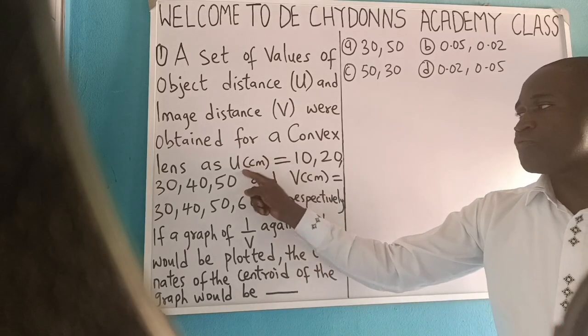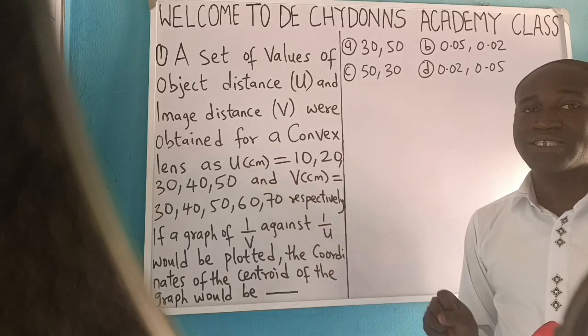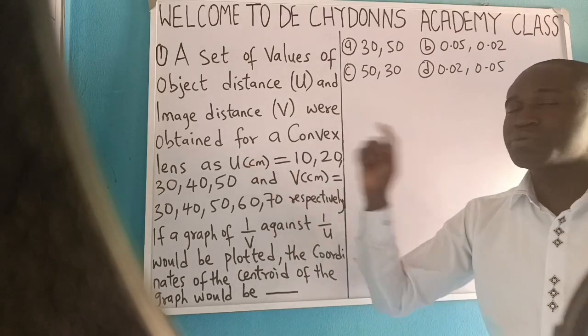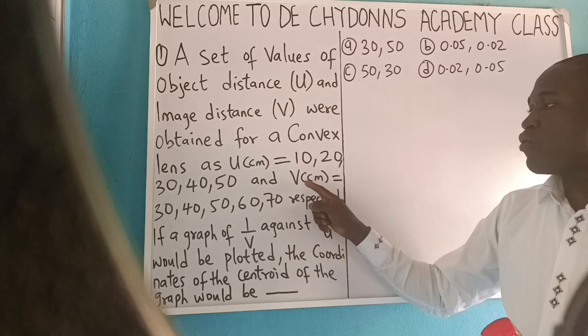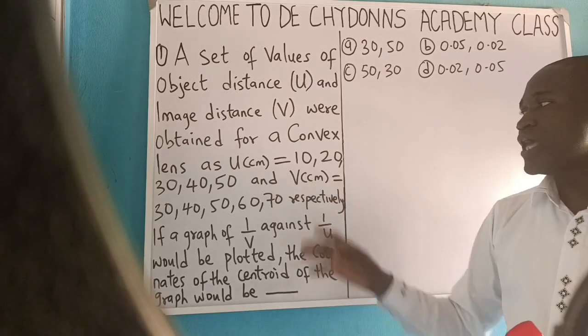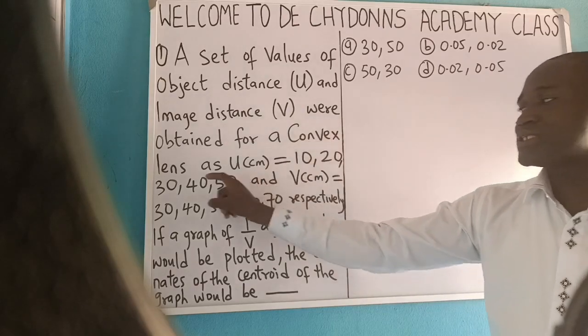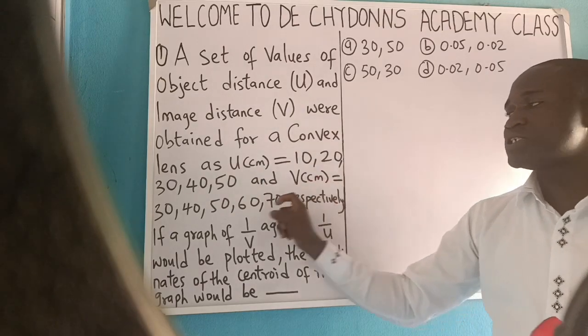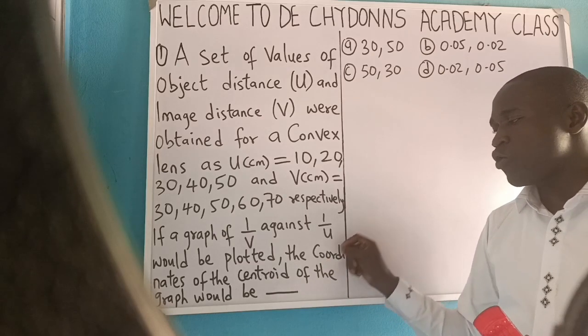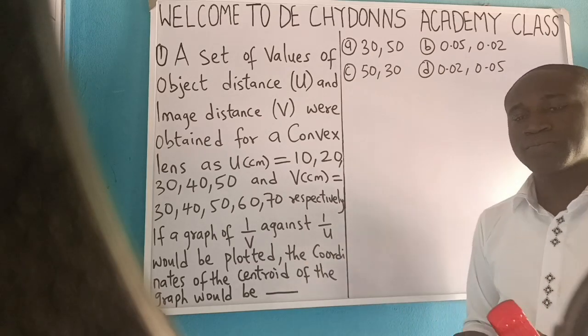What is the meaning of u when we come to the convex lens experiment? We'll call it object distance, please. Then we'll call this v image distance. So they have given us the object distances and the image distances. Now, what does it mean by coordinates of the centroid?